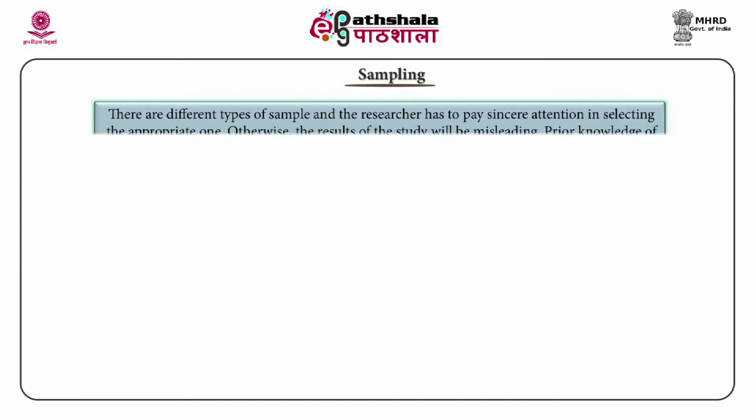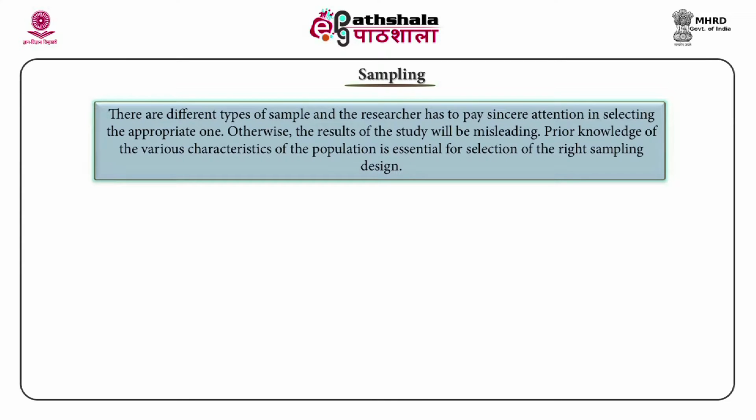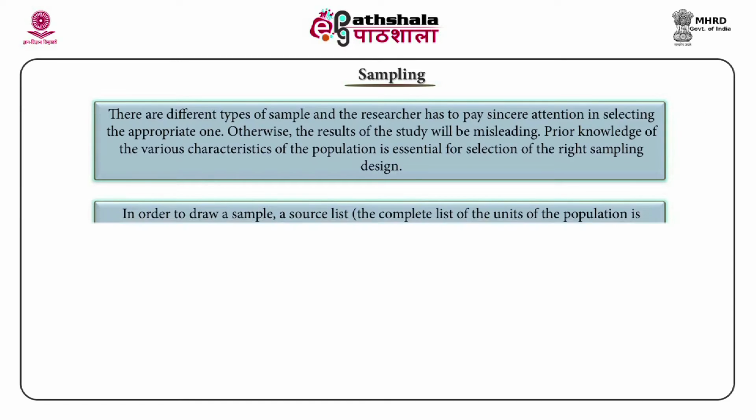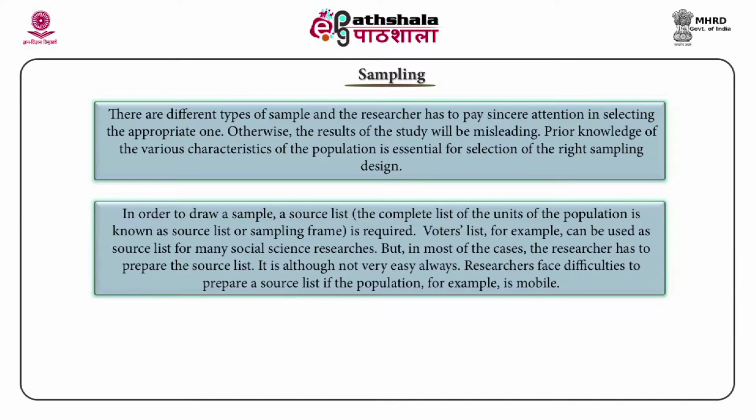There are different types of sample, and the researcher has to pay sincere attention in selecting the appropriate one. Otherwise, the results of the study will be misleading. Prior knowledge of the various characteristics of the population is essential for selecting the right sampling design. In order to draw a sample, a source list, the complete list of the units of the population, known as source list or sampling frame, is required.